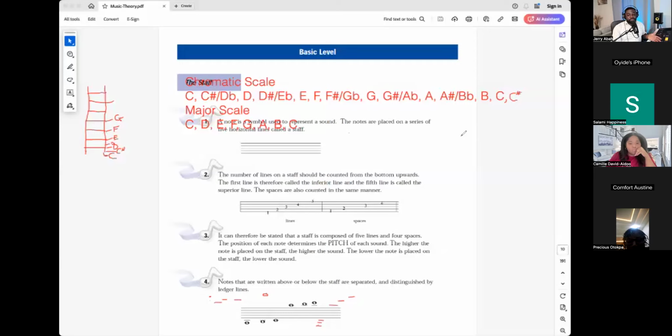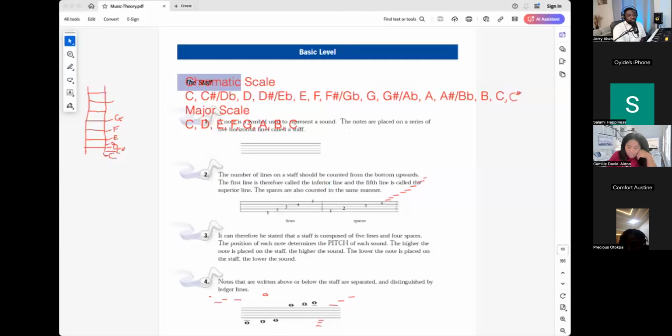keyboard can produce. But our staff only has 5 lines and 4 spaces. So for us to also get to 76 keys, we will eventually need to add those ledger lines and keep going and keep going until we get to the 76 keys, or the number of octaves that your voice can span through.